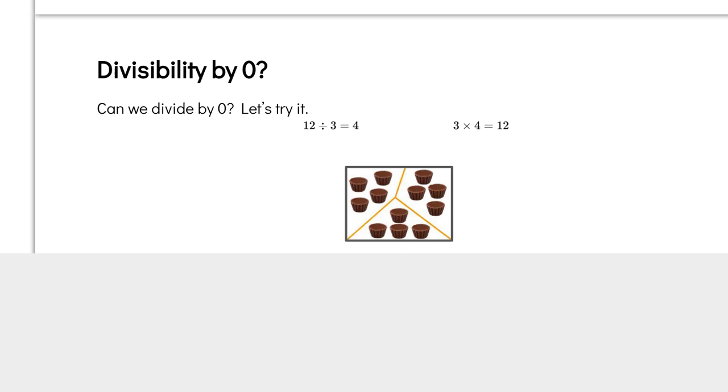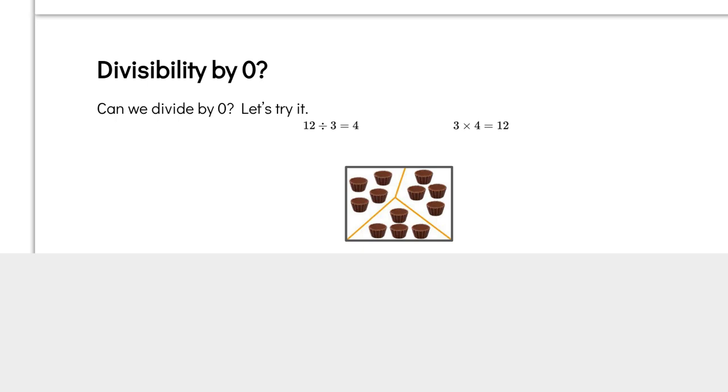But how about divisibility by 0? Can we divide by 0? Let's try it. Okay, but first let's go over a little bit about what division actually is. Here is 12 divided by 3, which equals 4, and we can see that with these little Reese's peanut butter cups. We've got 12 cups, we've got 3 friends. When we divide it, each person gets 4 cups equally. I think we're okay with that.